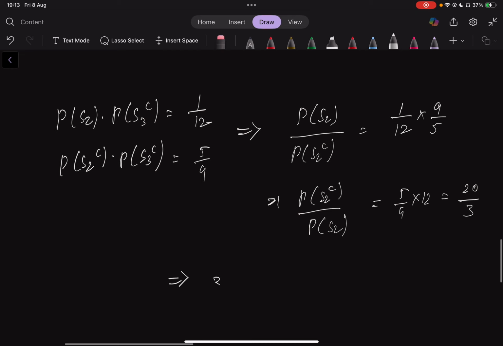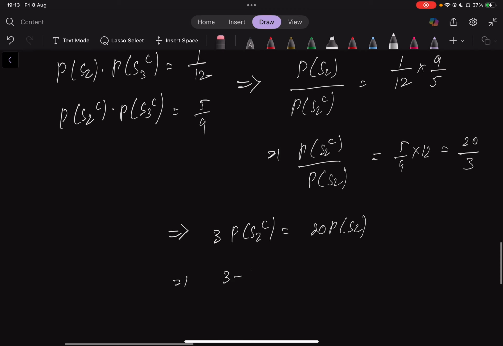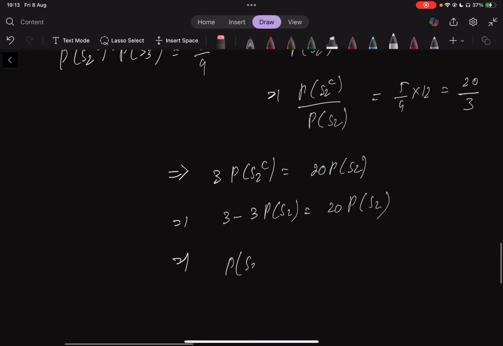So that means 3 times the probability of S2 complement is 20 times the probability of S2. So 3 minus 3 times the probability of S2 is 20 times the probability of S2. So the probability that student 2 can solve the problem is 3 by 23.